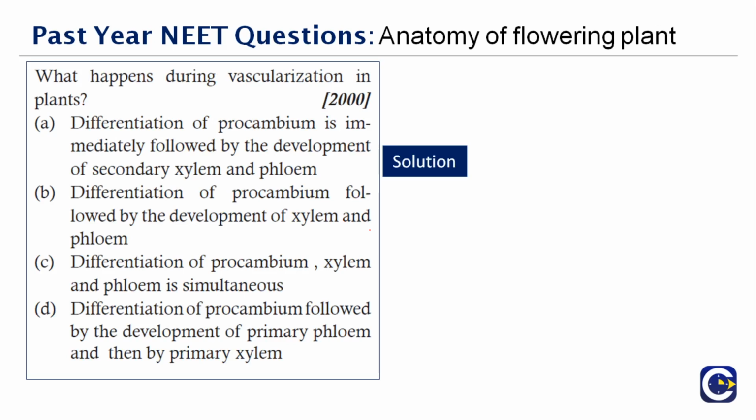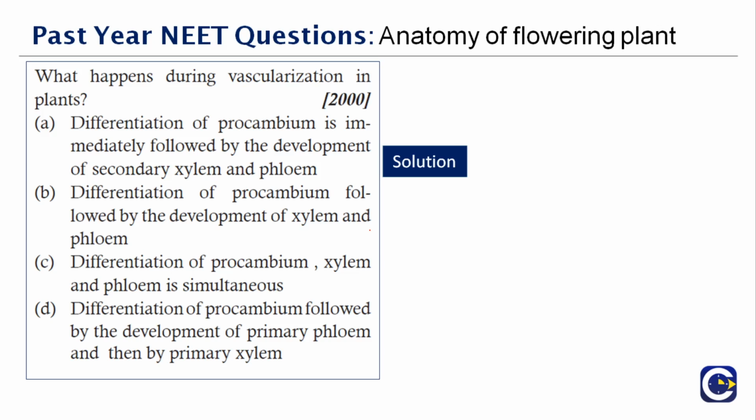Vascularization of the plant means the development of vascular bundle in the plant which will develop from the cambium. So this is what is called as vascularization. Now based on that you can analyze the options given here. Differentiation of procambium is immediately followed by the development of secondary xylem and phloem. No. Differentiation of procambium followed by the development of xylem and phloem.